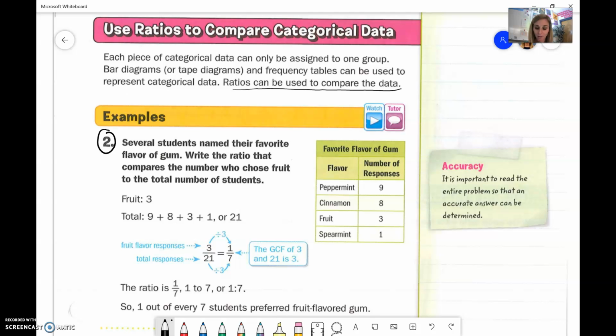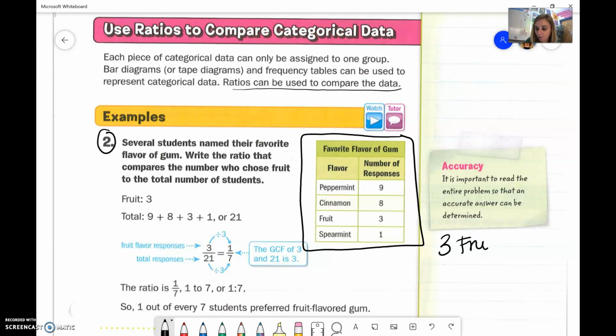Write the ratio that compares the number who chose fruit to the number of students. So take a look at this nice little chart that they set up here. So we see that peppermint had 9 people, cinnamon had 8 people, fruit had 3, and spearmint had 1. Now, we know that the total for fruit is 3, because it wants to know how many for fruit. But it says write a ratio that compares the number who chose fruit, which we found was 3, to the total number of students. How am I going to find the total number of students?